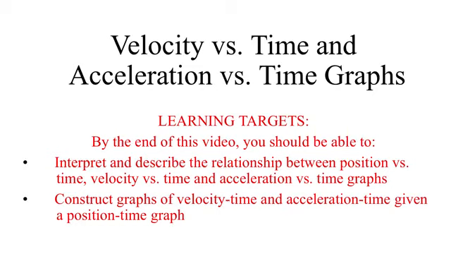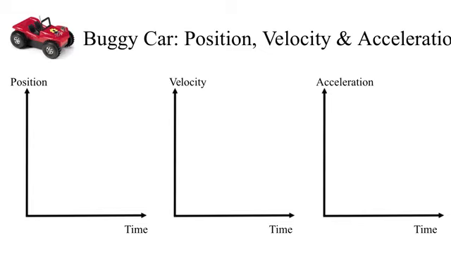Kaviani, and by the end of this video, you should be able to interpret and describe the relationship between a position time graph, a velocity versus time graph, and an acceleration time graph. And you should be able to construct a graph of velocity versus time and acceleration versus time given a position versus time graph. Now, we've already discussed position time graphs, but to discuss velocity time and acceleration time graphs, I'm going to go back to our familiar buggy car example.